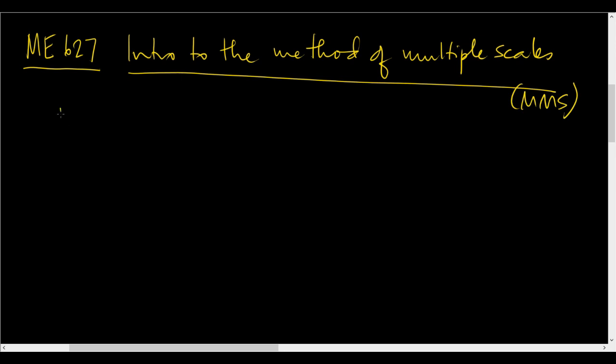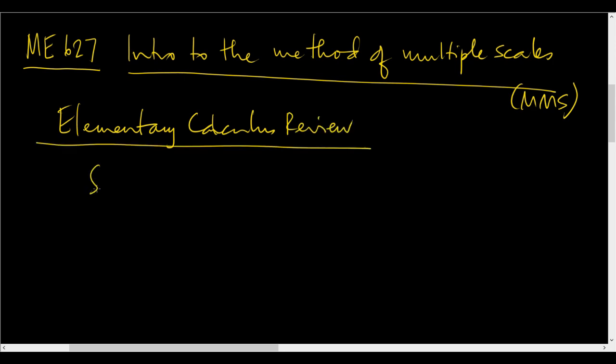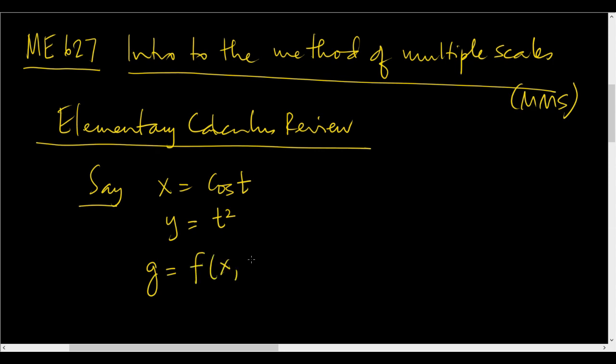Elementary calculus review. So let us say x is equal to cos t, y is equal to t square, and g is equal to f of x and y, some f. What is dg dt?